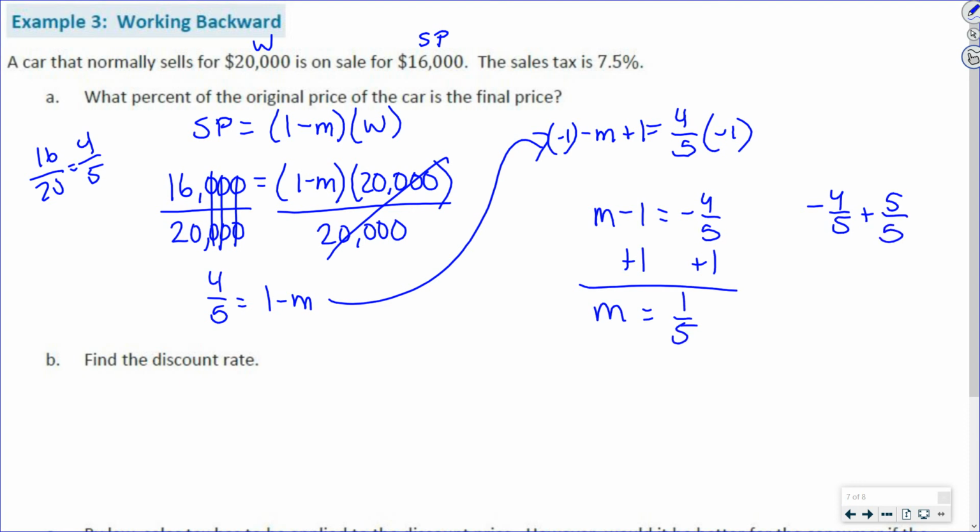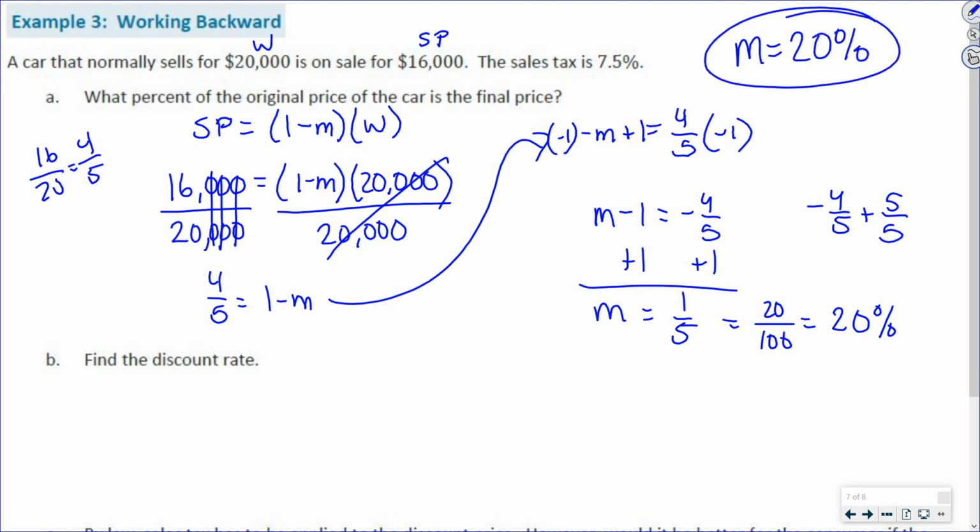Now, is 1/5 my markup? It's my fraction, but it's not my percent. So 1/5 is the same as, if I convert this to 100 on the bottom, 5 times 20 gives me 100, so 1 times 20 is 20. So that means it's 20%. That was my discount, 20%. Okay, that's my M. M is 20%. There's your answer.